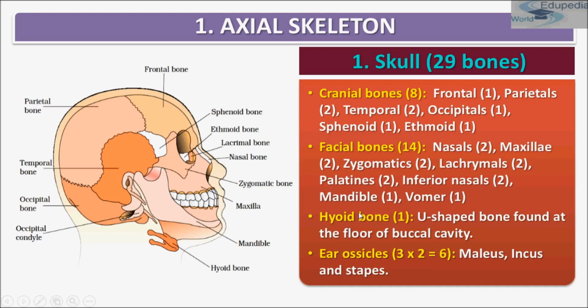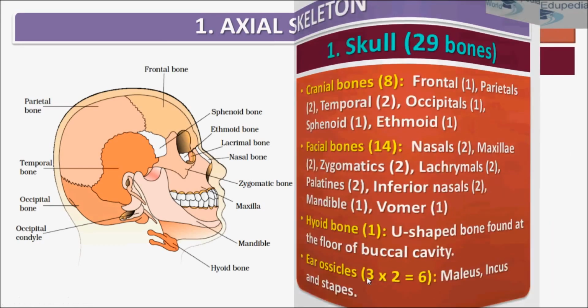And then comes the hyoid bone. See, this is the hyoid bone. It is a U-shaped bone found at the floor of the buccal cavity, and it is 1 in number. And then comes the ear ossicles. See, this is the ear, and it has 6 bones in it, 3 pairs. The 3 bones of the ear are malleus, incus, and stapes, and they are present in pairs in the ears.